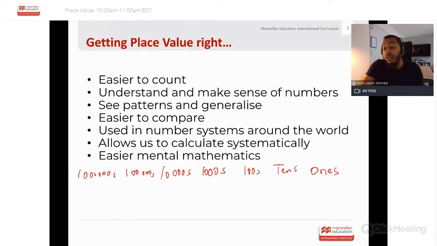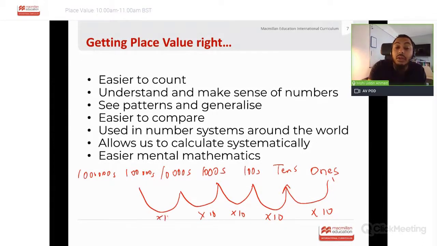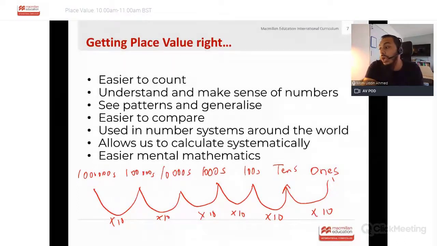And what we need to realize, if we haven't done so already, and what we must make sure our kids realize, is that a base 10 number system means that there are 10 ones that make 10. There are 10 tens that make 100. There are 10 hundreds that make 1,000. There are 10 thousands that make 10,000. And the same for 10 lots of 10,000 makes 100,000, and 10 times 100,000 makes a million. And so this base 10 number system is evident in pretty much every country now in the world.